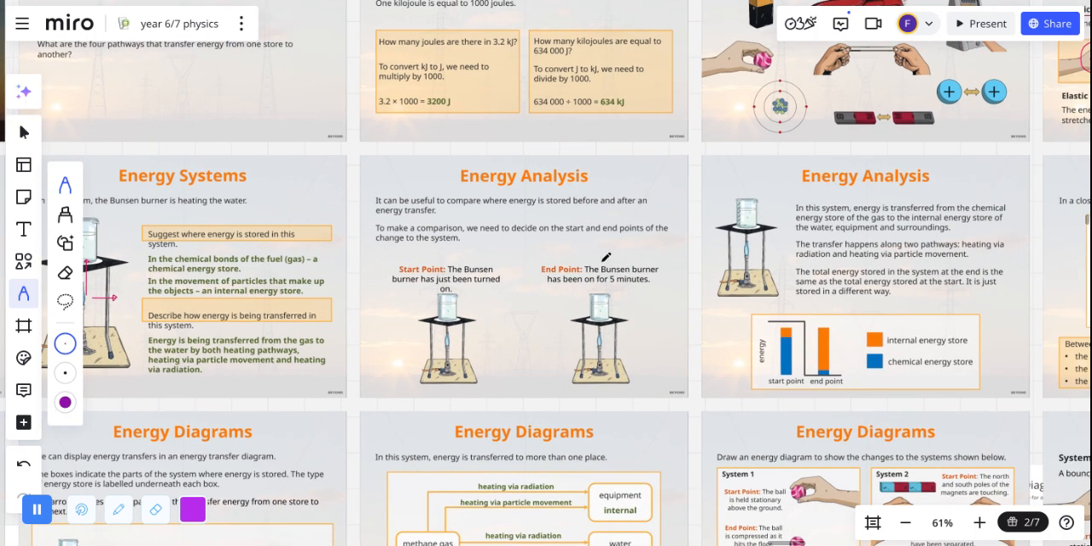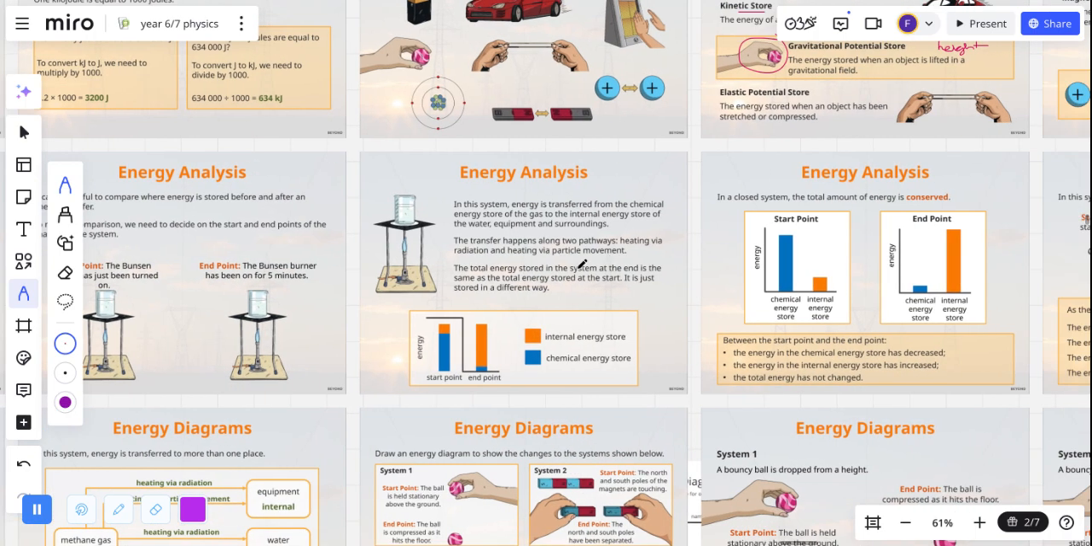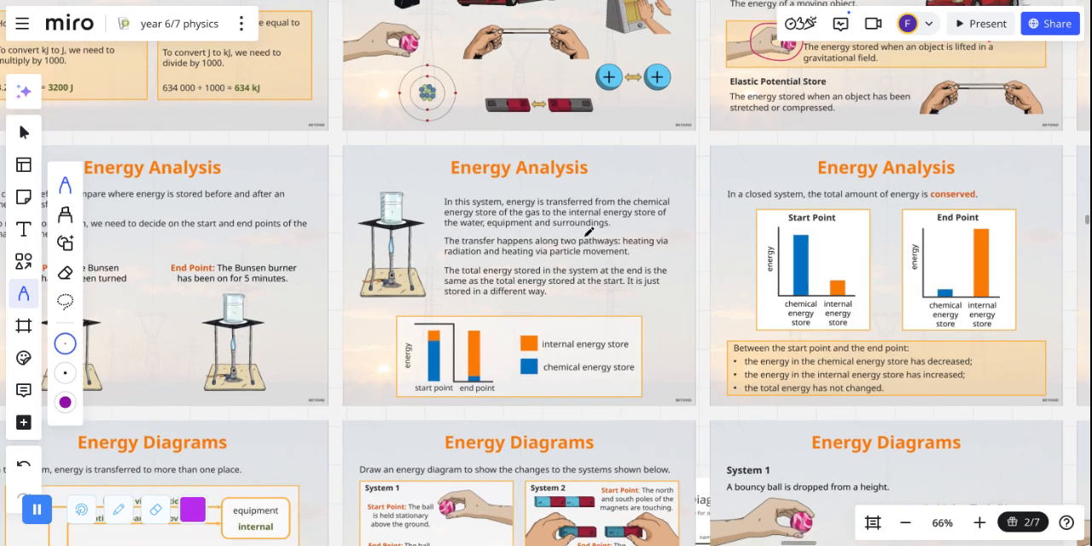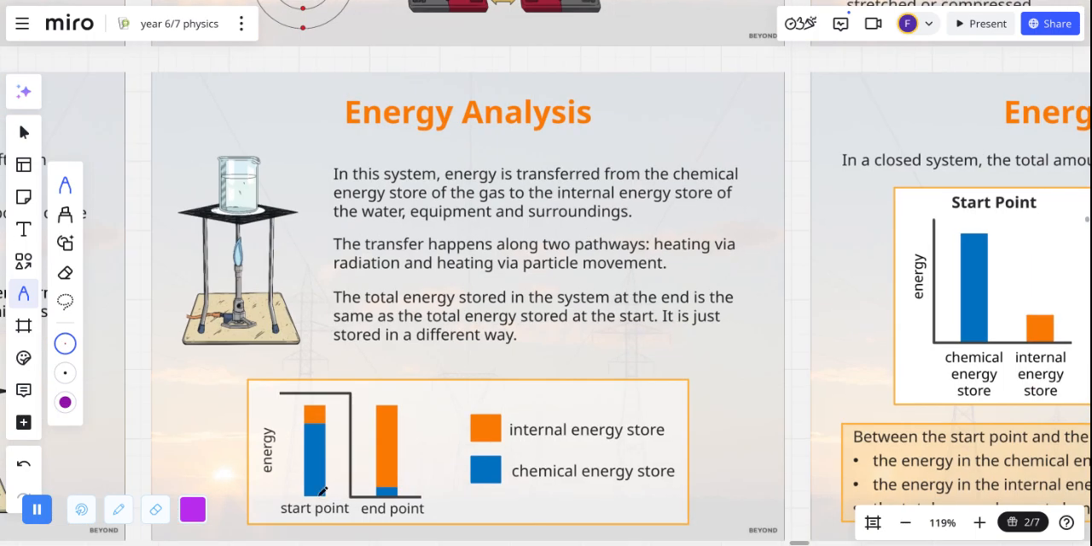And here's the energy analysis. At the start point, there's lots of chemical energy and very little thermal. There is some. This beaker is at room temperature. It has some energy, some thermal energy or internal energy store.